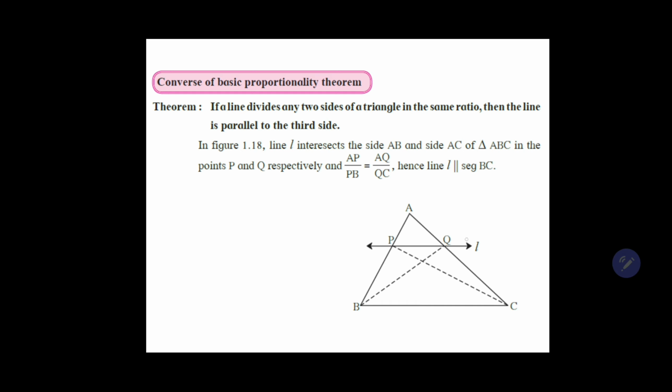So here it is not given that the line is parallel, but the line L divides two sides AB and AC in the same proportion, that is, it is given that AP divided by PB is equal to AQ divided by QC. If this is the case, then we can say that line L is parallel to the third side, that is BC. So this is exactly opposite to the basic proportionality theorem. That's why it is the converse of the basic proportionality theorem.